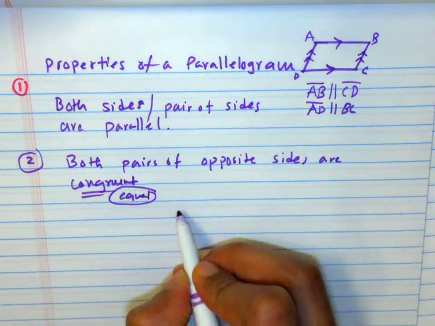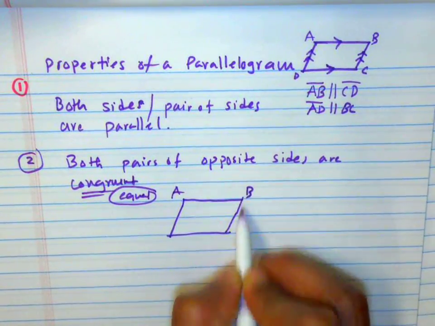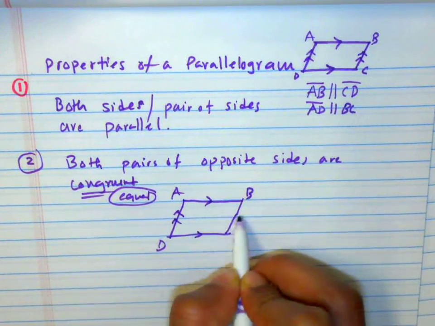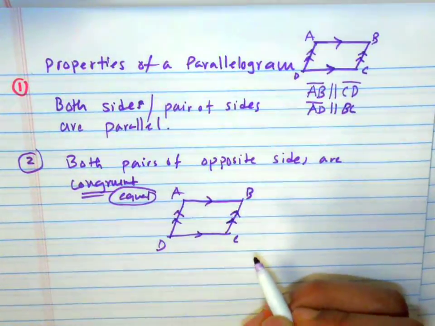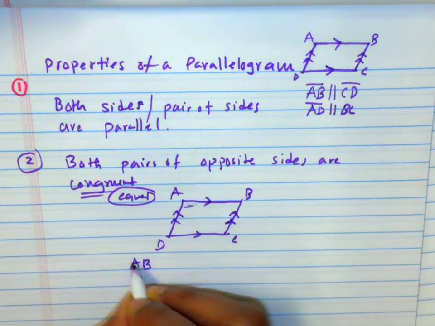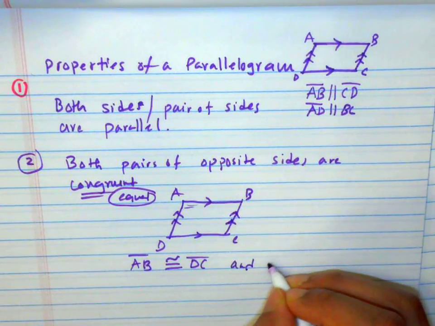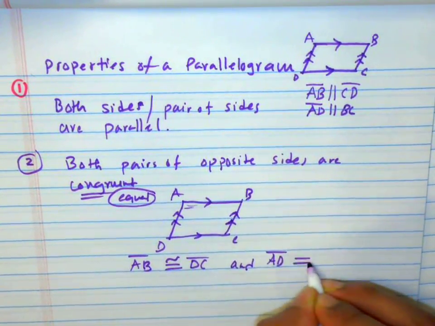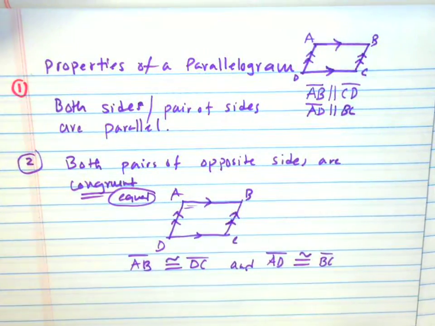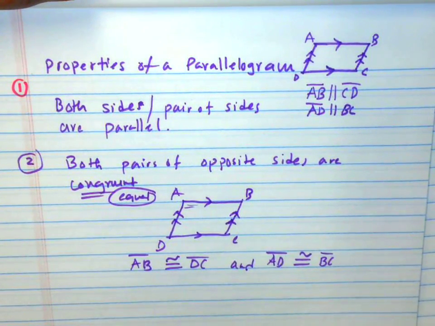So let's draw a parallelogram. We have A, B, C, and D. This is parallel to this. This side is parallel to this side. Now both pairs are congruent. That tells you that side AB is congruent to the side DC. Side AD is congruent to the side BC. That's it. The second one again tells both pairs of opposite sides are congruent.